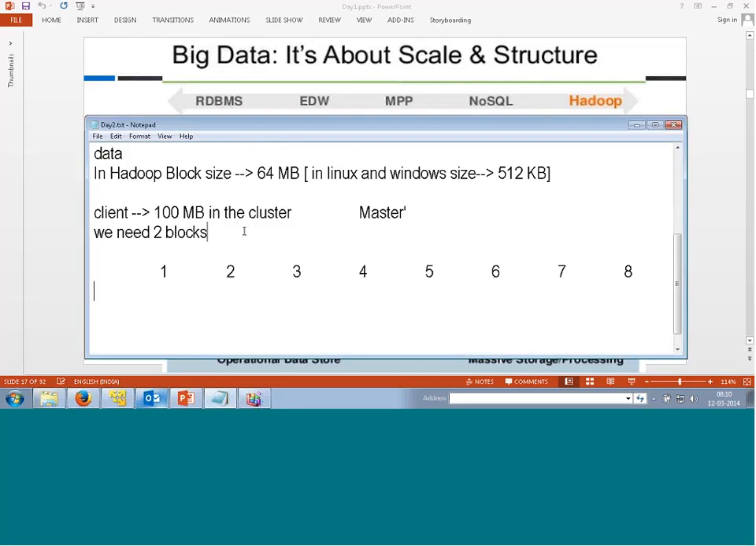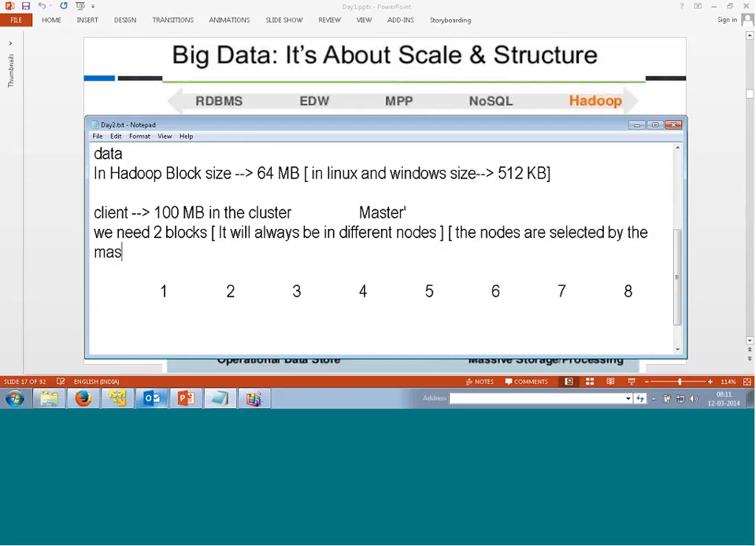It will always be in different blocks. So what block to select? We need 2 blocks, and it will always be in different nodes. That is point number 1. Point number 2 is the nodes are selected by the master based on the network proximity with the client who needs to store the data.